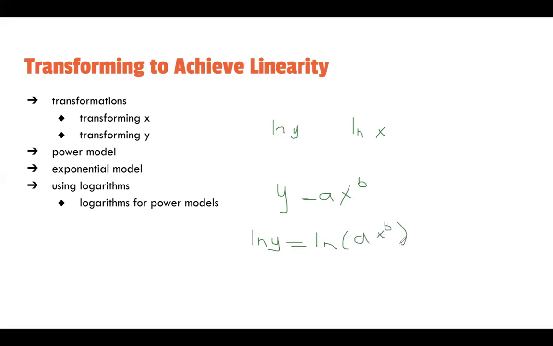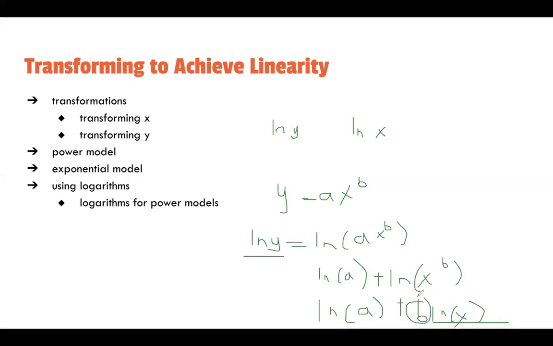The product rule for logarithms says that this is equal to ln of a plus ln of x to the power b. And the power rule for logarithms says that this is going to be equal to ln of a plus, you bring down the power here, so it's going to be b times ln of x. And now what you're going to get is an equation where ln of y is directly proportional to ln of x, with this additional y-intercept, and the slope is just going to be the power.